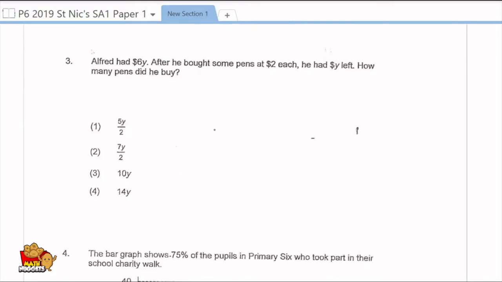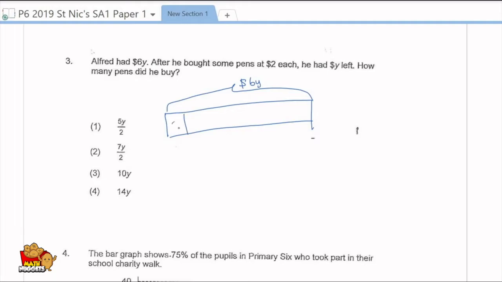Question 3. Alfred had $6 after he bought some pens at $2 each. He had $y left. So let me draw a model here. Alfred had $6 and he bought some pens at $2 each. We don't know how many pens, but each pen is $2. End up he had $y left. So how many pens did he buy? First, how much did he spend on the pens? He had $6. He had $y left. So he spent $6 minus y on the pens.